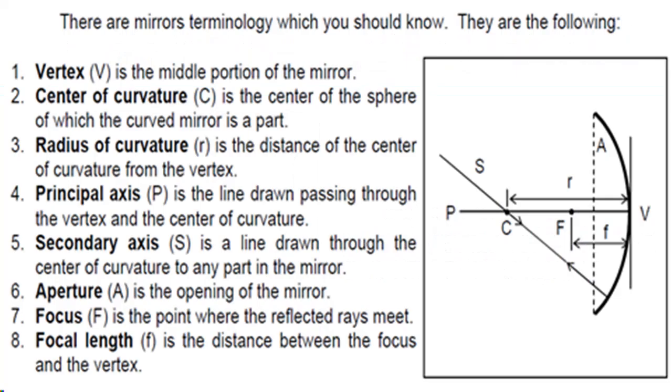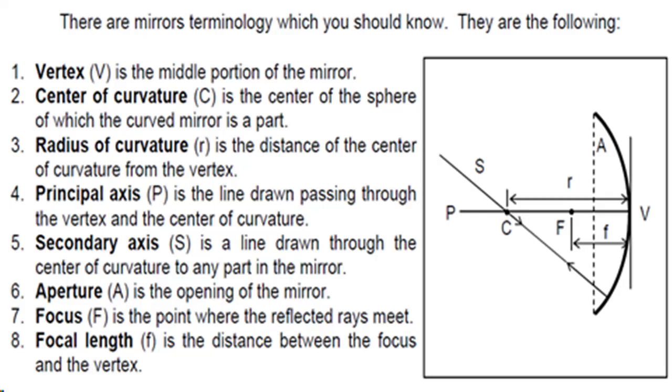There are mirror terminologies which you should know. They are the following. Vertex or V is the middle portion of the mirror. Center of curvature C is the center of the sphere of which the curved mirror is a part. Radius of curvature or R is the distance of the center of curvature from the vertex. Principal axis P is the line drawn passing through the vertex and the center of curvature.